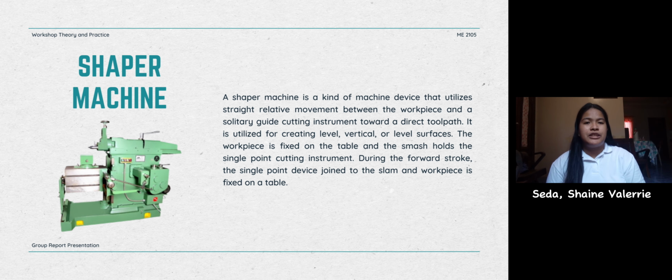So, what is a shaper machine? A shaper machine is a kind of machine device that utilizes straight relative movement between the workpiece and the solitary cutting instrument along a direct toolpath. It is utilized for creating level or vertical surfaces. The workpiece is fixed on the table and the ram holds the single point cutting instrument. During the forward stroke, the single point tool attached to the ram cuts while the workpiece is fixed on the table.